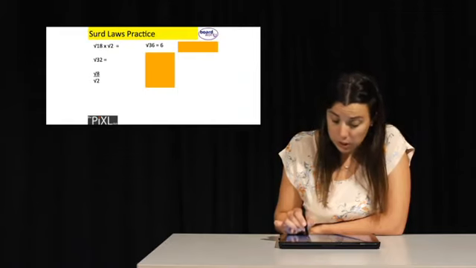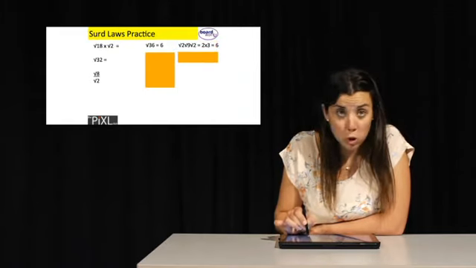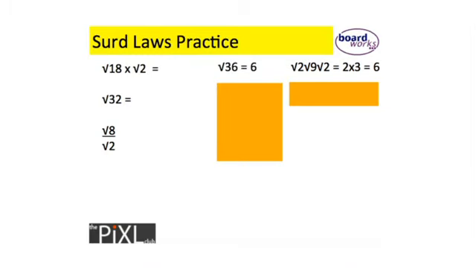Another way you might look at this question is splitting your 18 into 2 and 9. We know that 18 is actually equal to 2 multiplied by 9. And then we have our extra square root of 2 on the end, which is there. Looking at this now, we've got a square number in the middle there, the 9, which can just become 3.